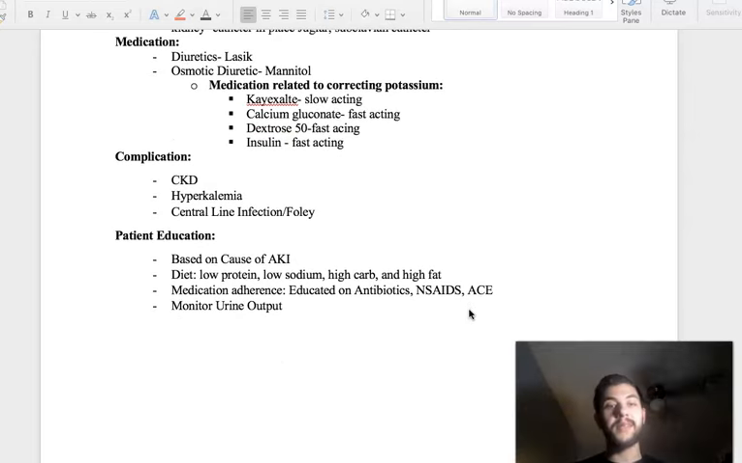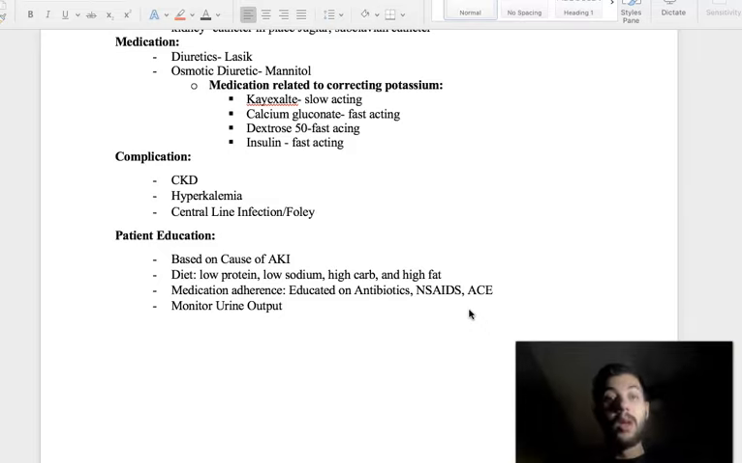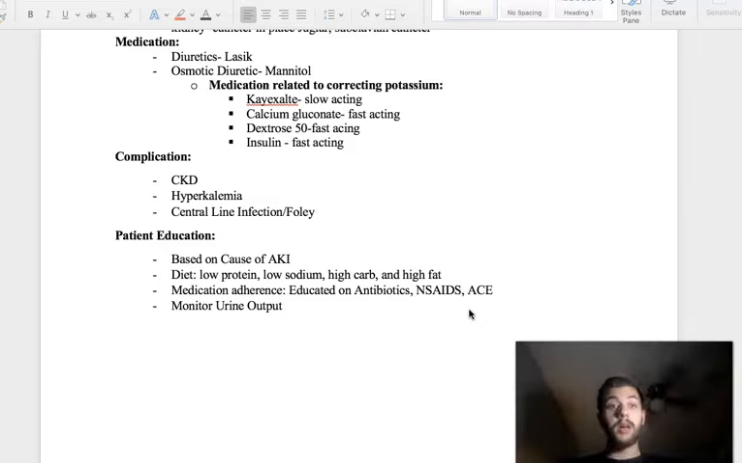Complications, you're gonna have CKD, hyperkalemia, central line infection, or whatever you have. That's okay. It's not that important or related to urinary diseases. Patient education, of course, you want to tell them about what's going on, what do they have, the diet they're supposed to be on, like low protein, low sodium, high carb, the medication adherence, the education about all the meds that they're getting and how important they are, and to monitor I's and O's as well.